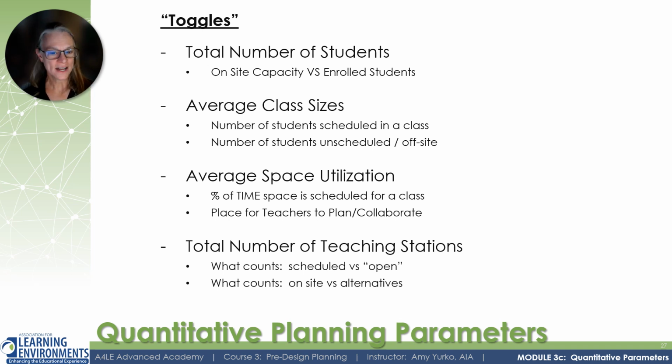Then the average class sizes, the number of students scheduled for a particular class or grade of students. That includes also how many students might be off-site or unscheduled. The average space utilization, the amount of time the space is scheduled for a class, and then the total number of teaching stations. So what counts as scheduled versus open, and what are the other options available for students to engage in. We'll go through these next in a bit more detail.